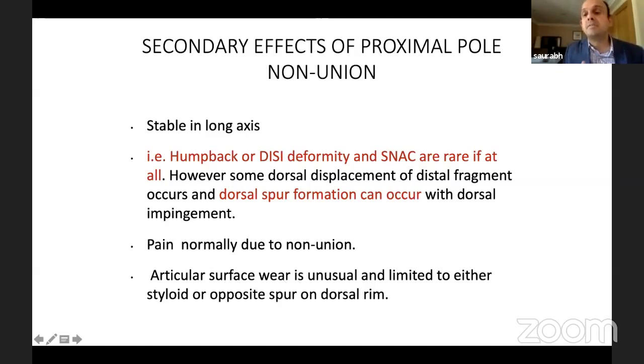So what it means is, unlike a waist fracture, for a proximal pole, when you go through a dorsal approach, sometimes you can hardly even see the fracture line. Articular surface wear doesn't happen. Hence, if on a CT I knew it was a non-union, then you have to create that fracture line almost and freshen the edges, take a wire, drill both the surfaces, let nice mesenchymal stem cells come out, and then fix with a screw.